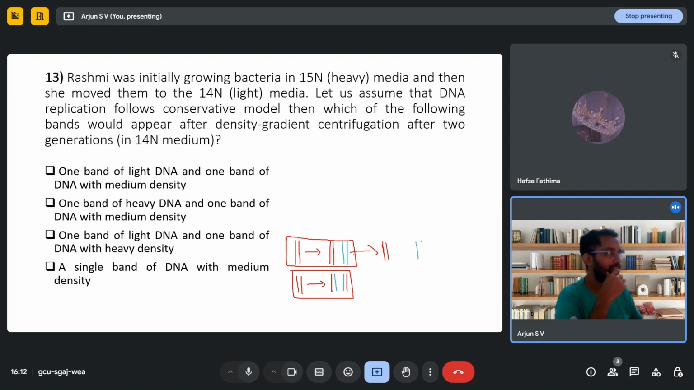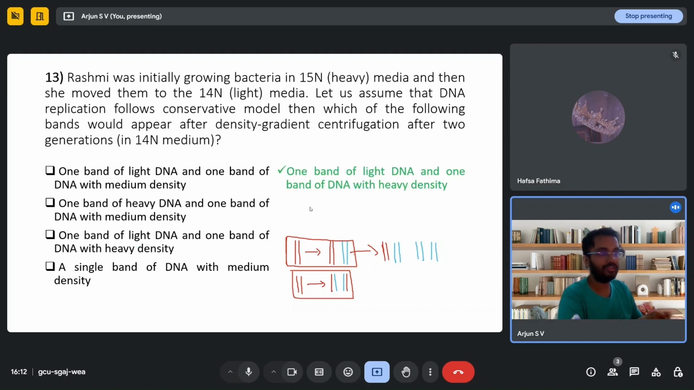Imagine this is the parent strand and this is the daughter strand. The parent strand will generate two daughter strands, and the daughter strand will generate additional two daughter strands. So we have one entirely heavy chain, and we have three entirely light chains. If we run density gradient centrifugation on that, we will be getting one band of light DNA and one band of DNA with heavy density. So the answer is one band of light DNA and one band of DNA with heavy density. Option 3.